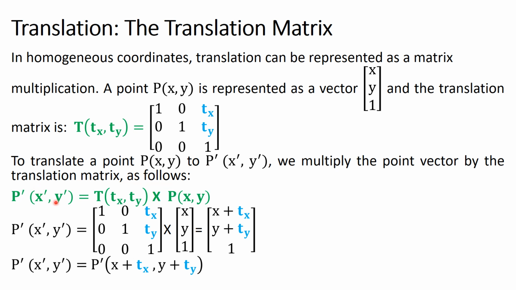P dash of x dash and y dash equals T of tx and ty multiplied by P of px and py. This gives the new coordinates P dash of x dash and y dash. Here we replaced T of tx and ty by the translation matrix, and this is the vector that represents the point, and this is the new coordinates of the point after translation, x plus tx and y plus ty, and this is the one. P dash of x dash and y dash equals P dash of x plus tx, y plus ty.